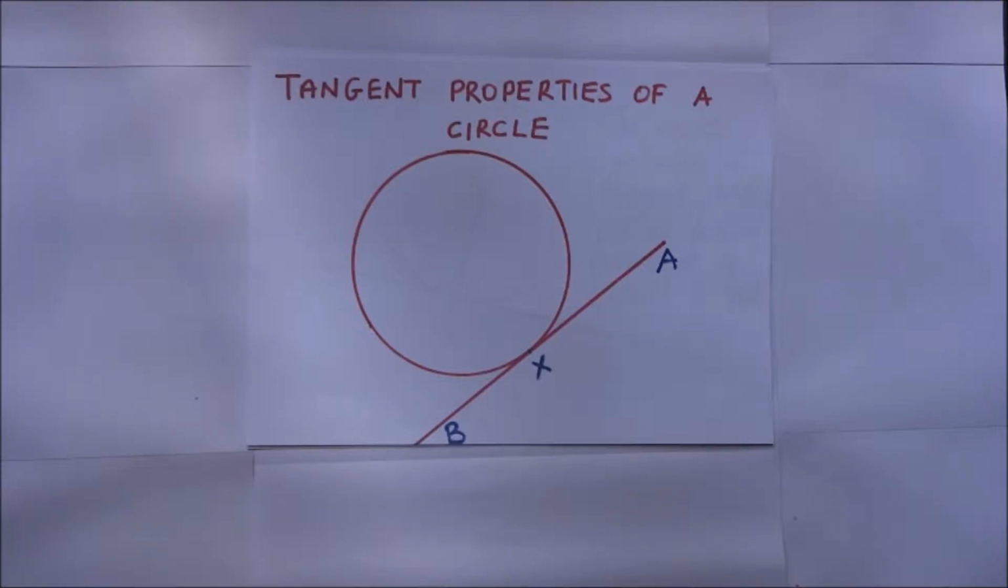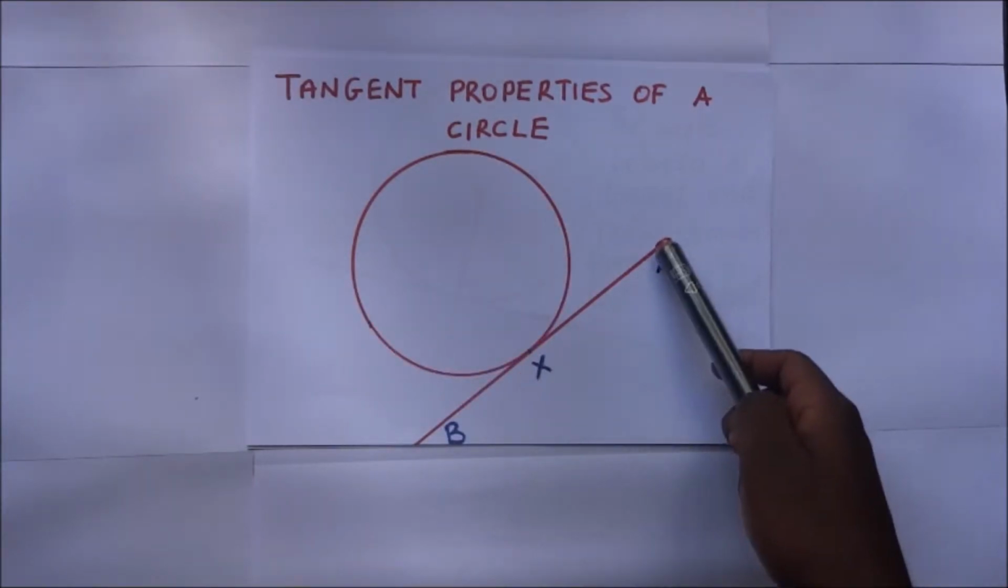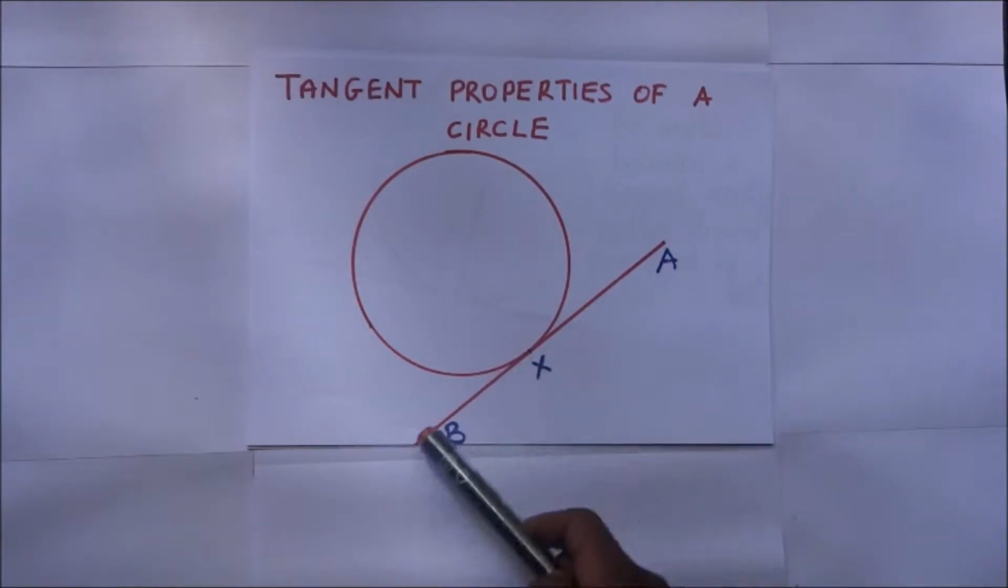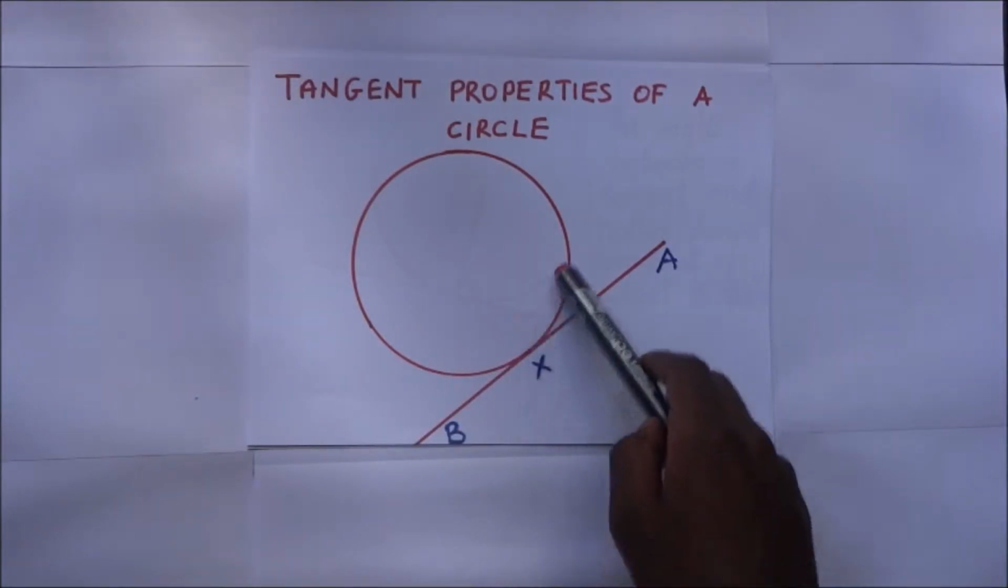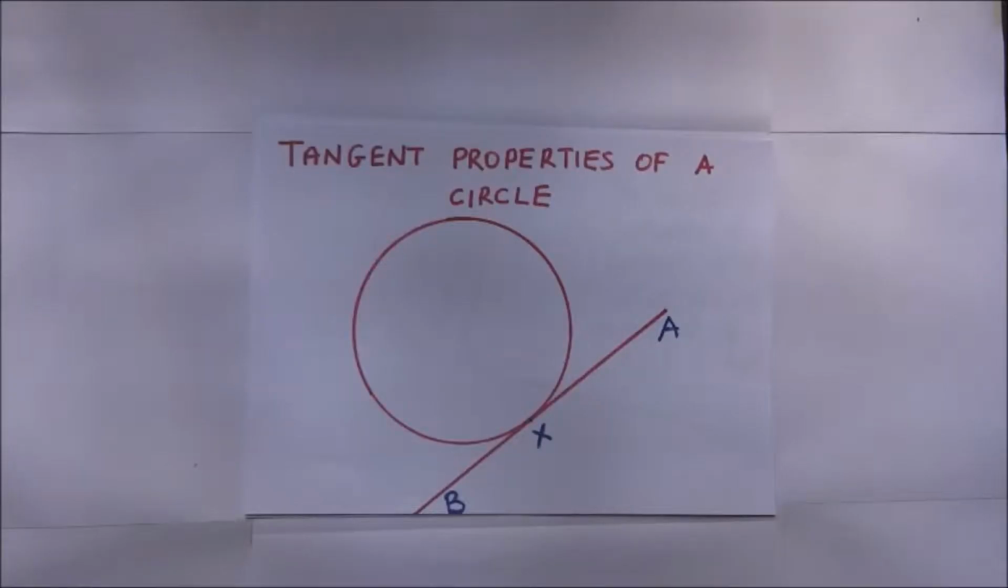Looking at the diagram on your screen, you see a line AB. This line AB is touching this circle at a point X. Now, this line AB touching this circle at a point X is what we are calling a tangent. Tangent, we said, is a straight line that touches the circumference of a circle at a point, and that is the point we are talking about. This line is touching this circle at that point X.